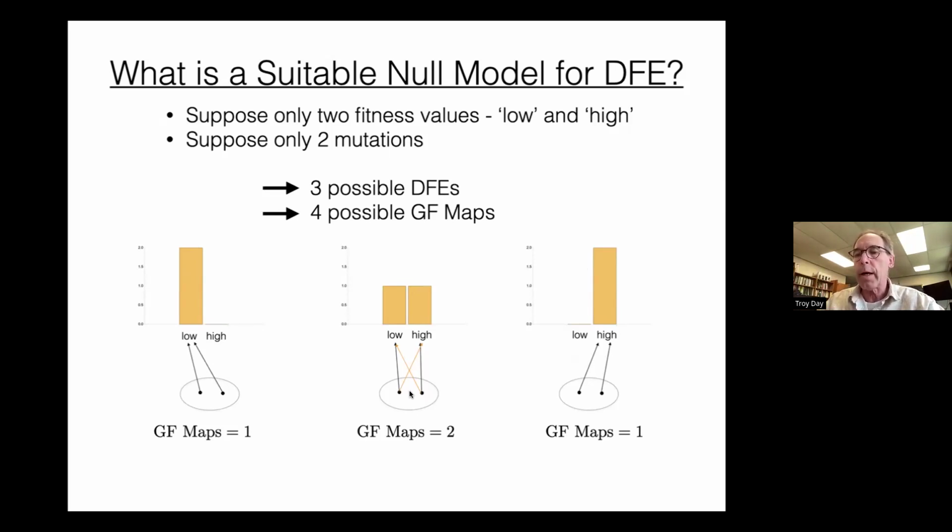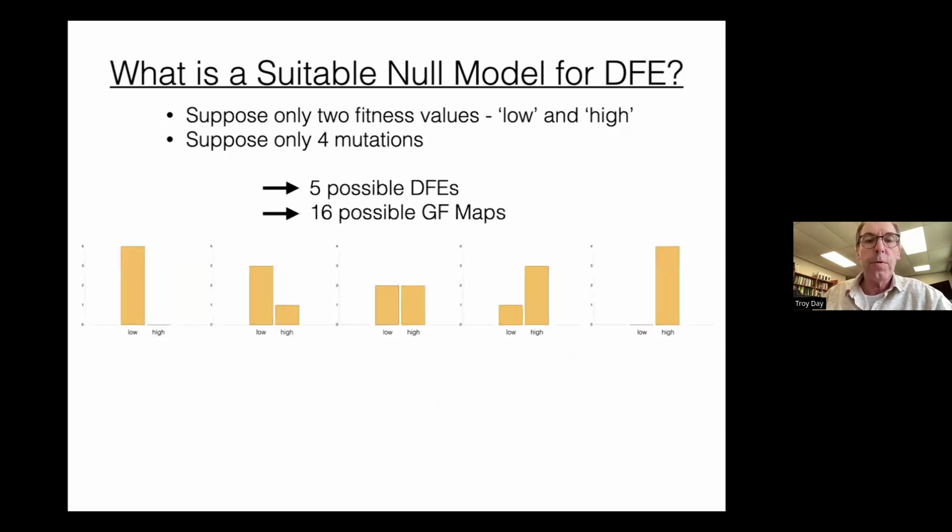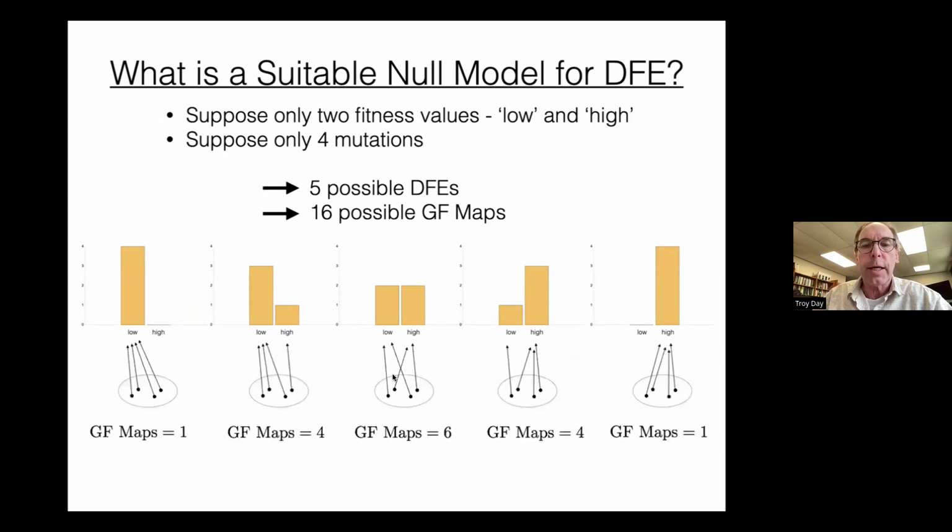That's the underlying idea of everything I'm going to talk about: how does that scale up as the number of genotypes gets large? Because we're typically talking about a high dimensional genotype space here and large numbers of mutations. If you just increase to 4 mutations, still 2 fitness possibilities, you now have 5 possible DFEs. That's what's drawn across here, all the way from all 4 of them being low to all 4 being high. And you have 16 possible genotype fitness maps. Only one of them puts everything in low, and only one puts everything in high. Now there are 6 that generate this even distribution and 4 that generate each of the other two.